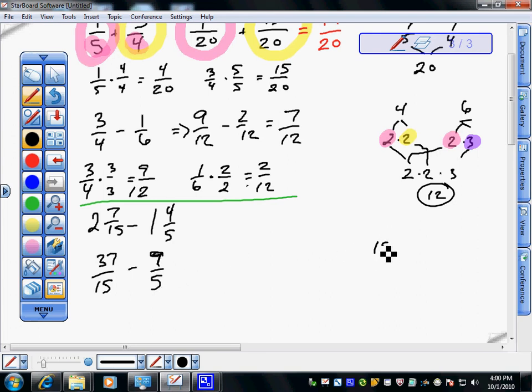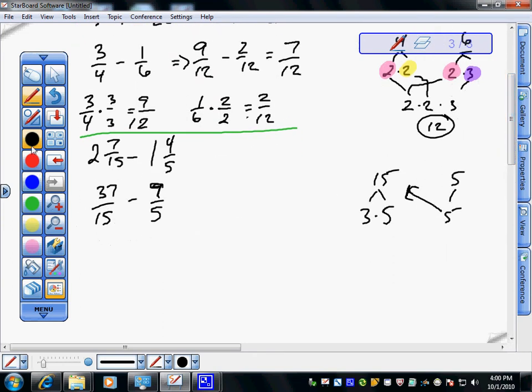Well, looking at 15, that makes a 3 times a 5. And looking at 5, that's a 5. So that means that 15 is a multiple of 5. So I do not have to change my first fraction. All I have to do is convert my second fraction to look like my first one as far as the denominator is concerned. So I'm going to take my 9 over 5 and I'm going to multiply it by 3 over 3 to give me 27 over 15. Sorry, that 3 looks more like a 7 there. 3. So I've got 27/15.